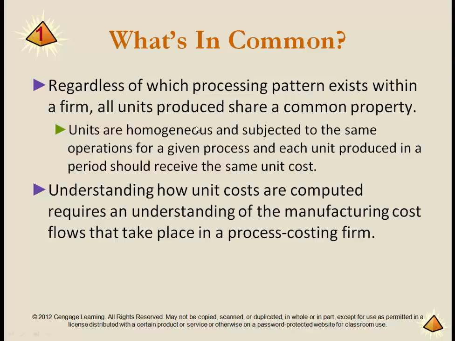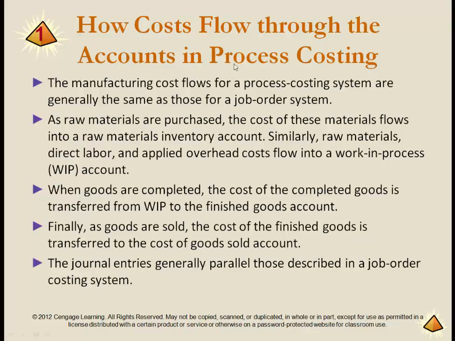These are actually going to be actual costs that we're going to calculate here. So, how does cost flow through a system? It looks similar to what's in a job order cost system, but it's different. All raw materials are purchased the same. You're going to debit raw materials inventory and you're going to credit accounts payable.